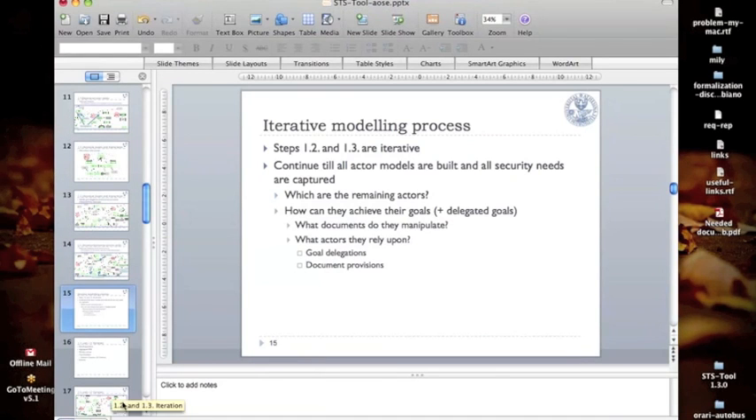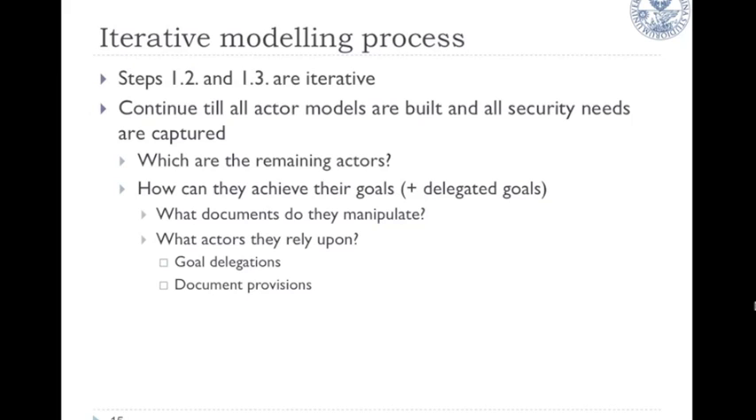Okay, so we'll now go back to the presentation. As you can see, the modeling process is an iterative one. The steps in each phase are iterative, so identifying the assets and interactions for each of the identified agents and roles is iterative, so we will need to continue till all actor models are built and all their interactions are identified together with all the security needs.